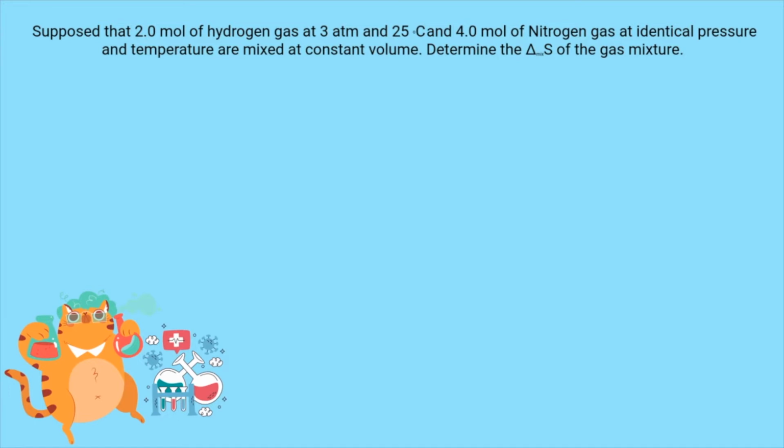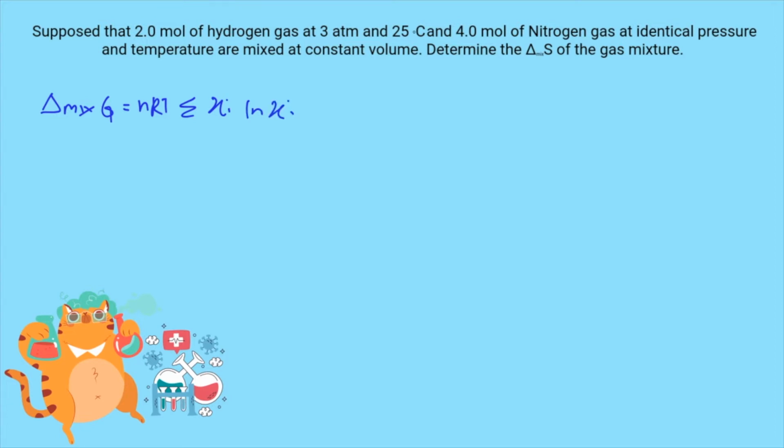In order for you to tackle this kind of problem, you need to do 2 steps. The first step is you need to calculate the delta mix G, and then only you can calculate the delta mix S. So let's do it together. We shall start with calculating the delta mix G. So delta mix G is equivalent to nRT, the summation of mole fraction ln mole fraction.